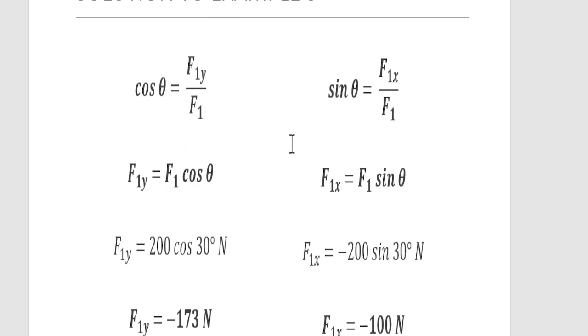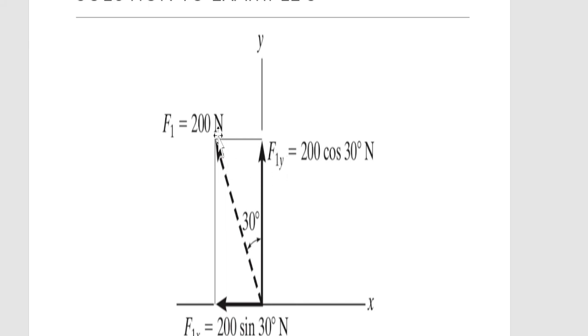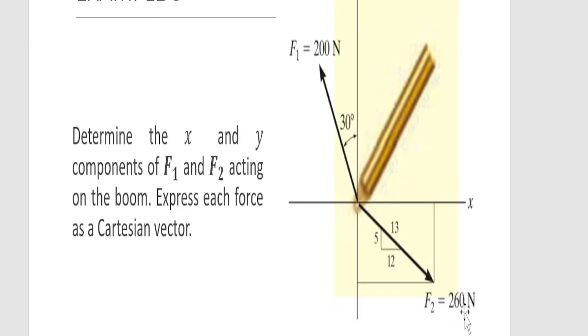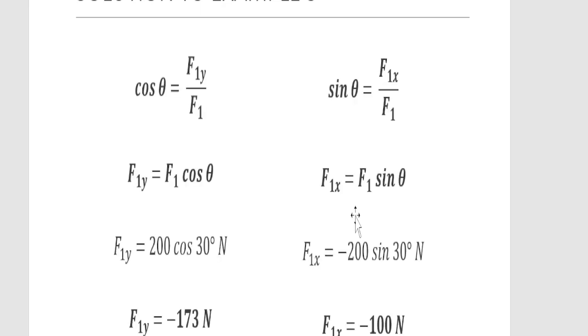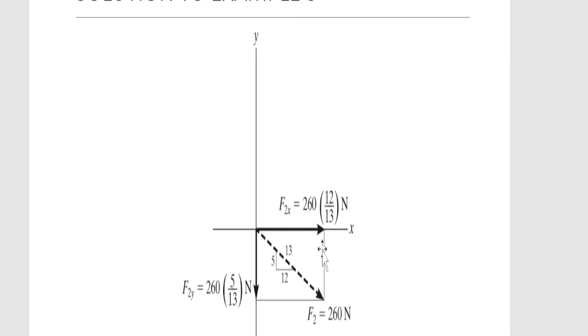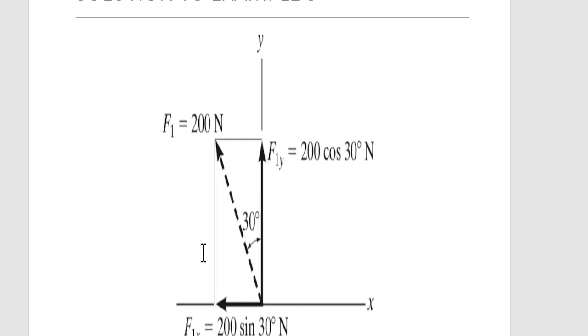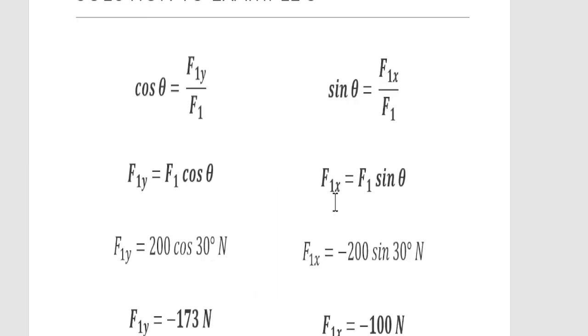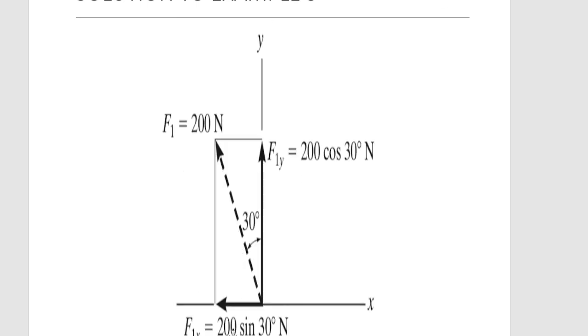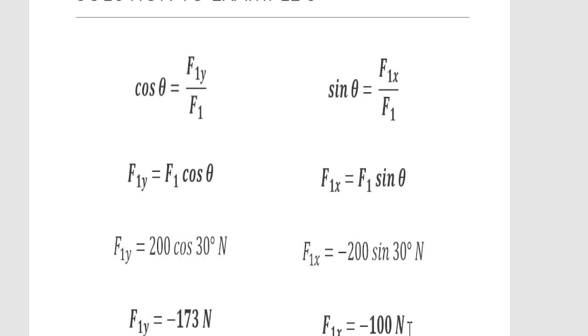Then for the solutions, you already have the values for F1, then F2 is given. Again, by using the slope, you solve the slope also here, by using the same formula. So that is what you got. You can solve this: F1y, 200 cos 30, should be equal to minus 173 Newtons. Then 200 sine 30 should be equal to 100 Newtons, minus.